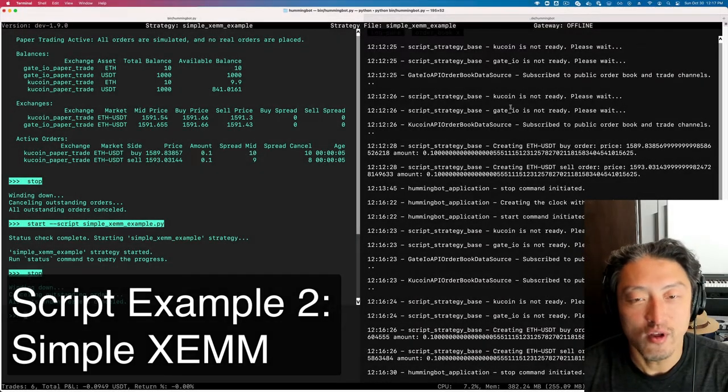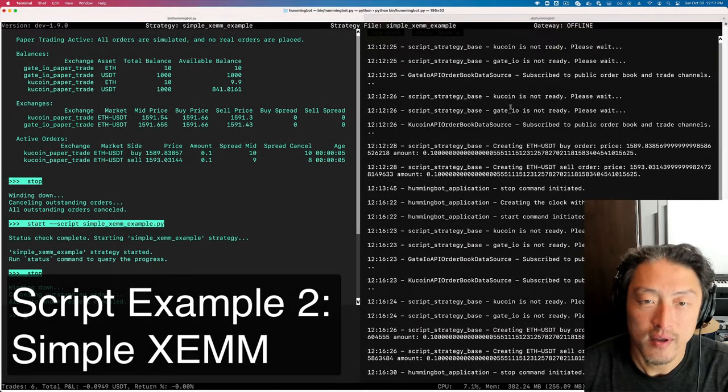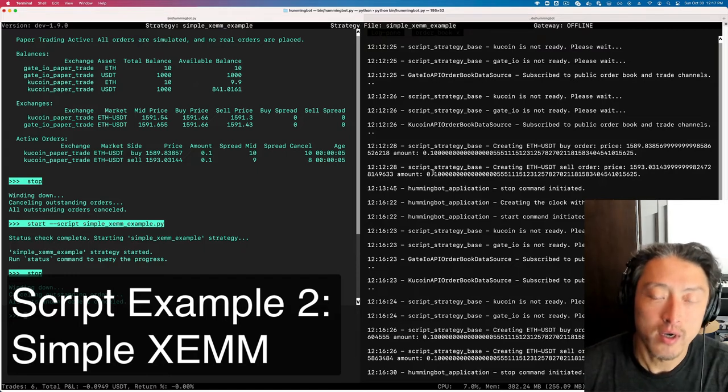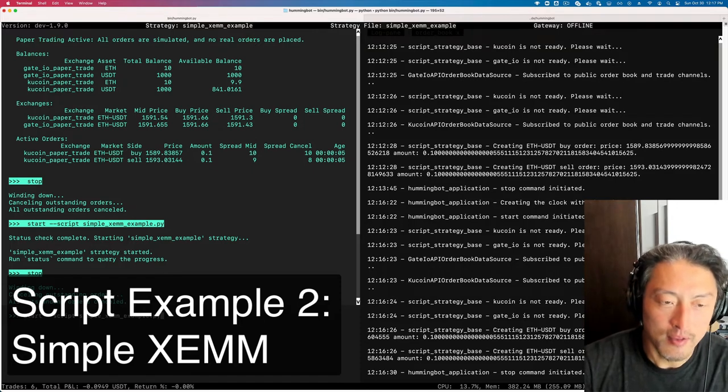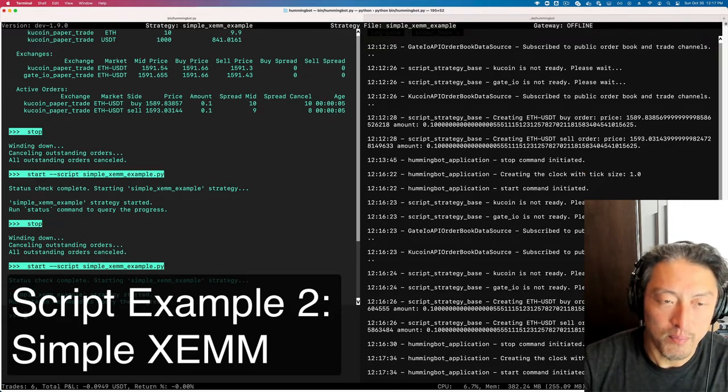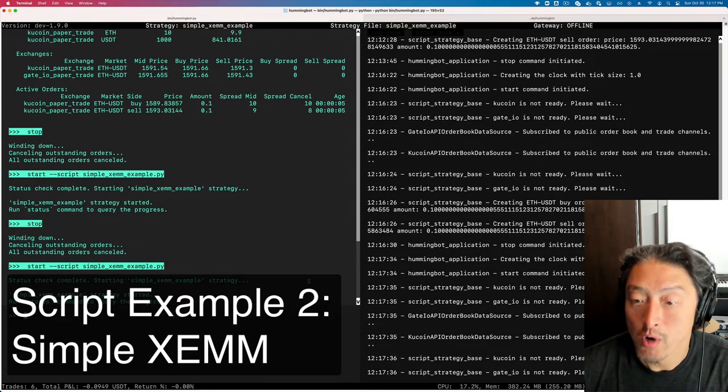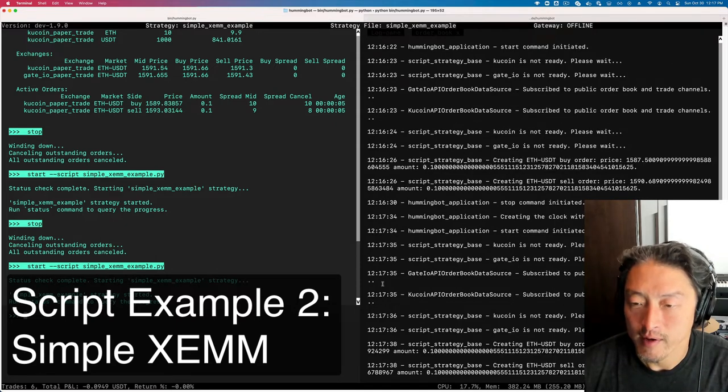Next, let's look at a different script that ships with version 1.9 of Hummingbot. In addition to the simple PMM example, we also have the simple XEMM example. This script is a basic version of the cross-exchange market making script that is in Hummingbot.